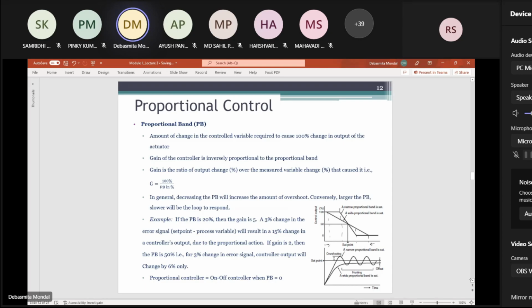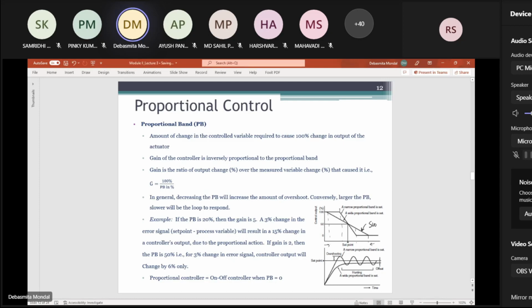Okay, so we can say that the gain of the controller, which is given by KP, is basically inversely proportional to the value of the proportional band. If the value of KP is high, the proportional band will be less. KP is basically nothing but the slope of this line between 0% to 100%. So the slope for this line is higher.